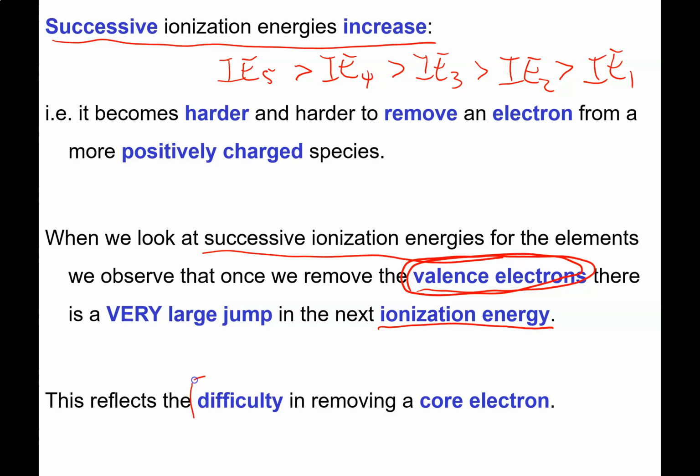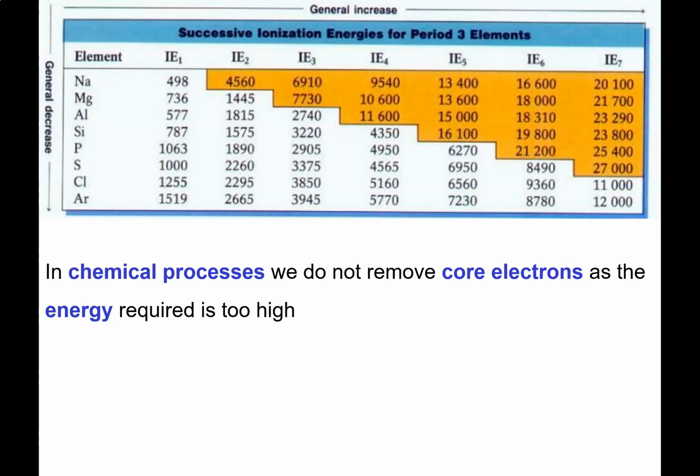The reason is, at this point, you're breaking up that core electron configuration. You're destroying that very stable noble gas configuration. And this can be a useful mechanism for identifying how many valence electrons an element has. So I'll show you now. Sodium is in group 1A and has 1 valence electron.